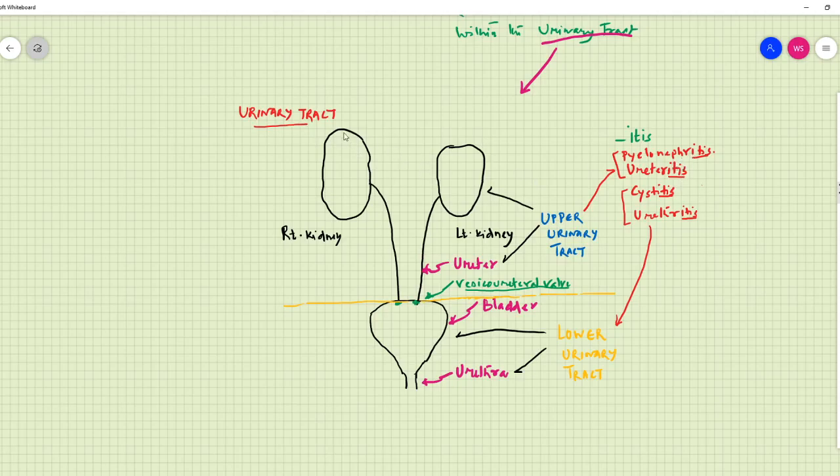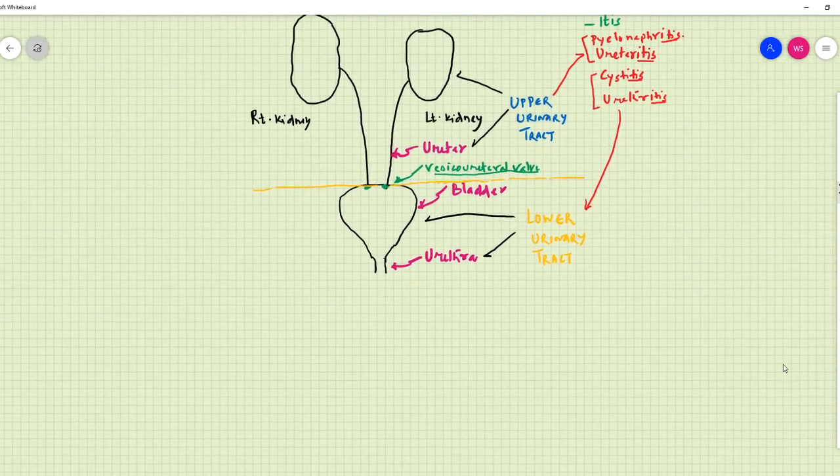So the infection of the urinary tract is the urinary tract infection. Okay. Now let's add some more details here. Now, if it is a male, we have the prostate. Okay, so the prostate would be seen in males. Females don't have the prostate gland.